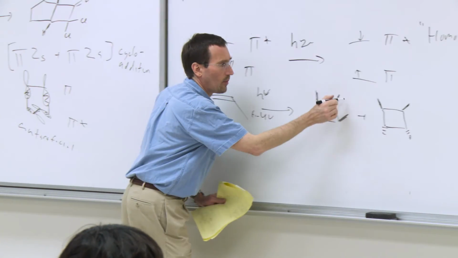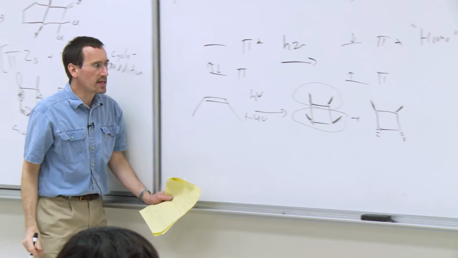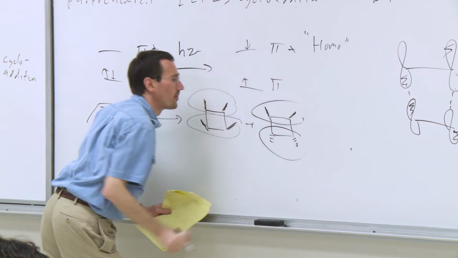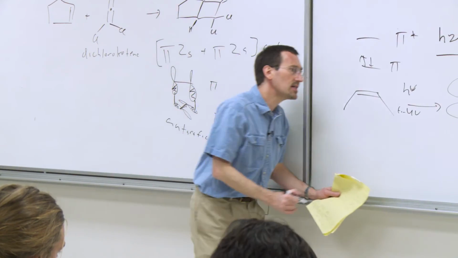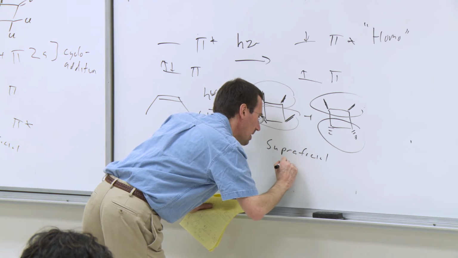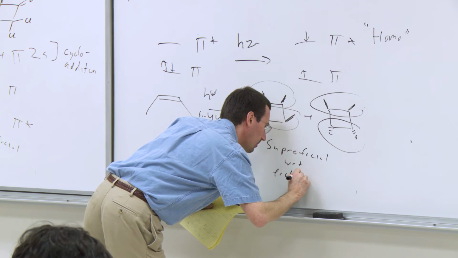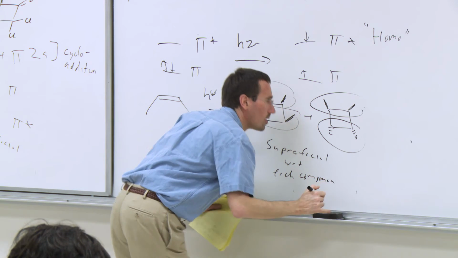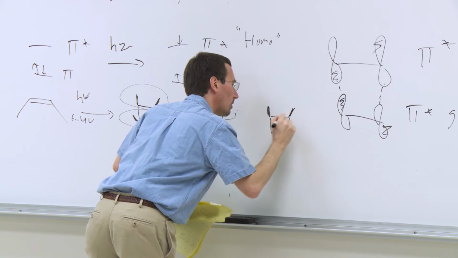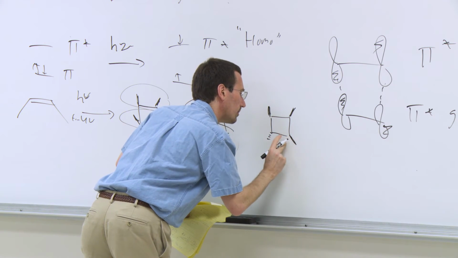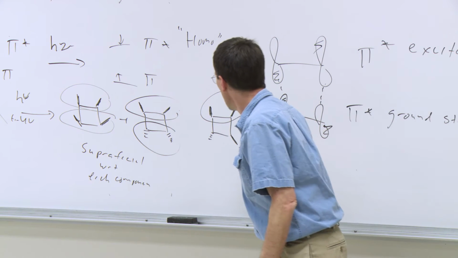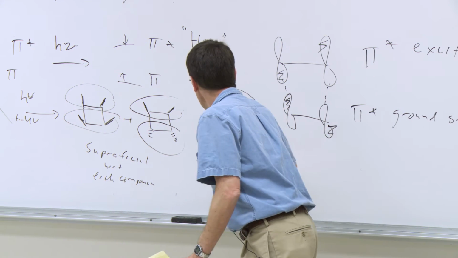So basically you've got one component here, your stereochemistry is retained. You've got one component here, your stereochemistry is retained. These are what you would call suprafacial products with respect to each component. But you don't form this product here, which would be suprafacial with respect to one, but antarafacial. So I'll say not formed.